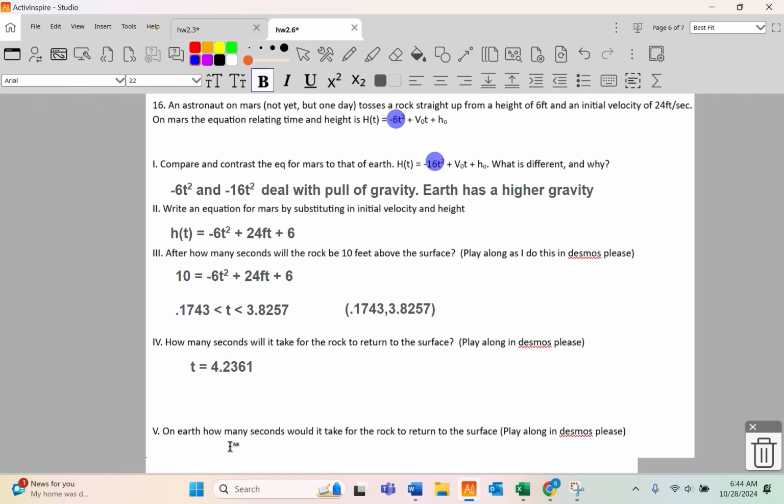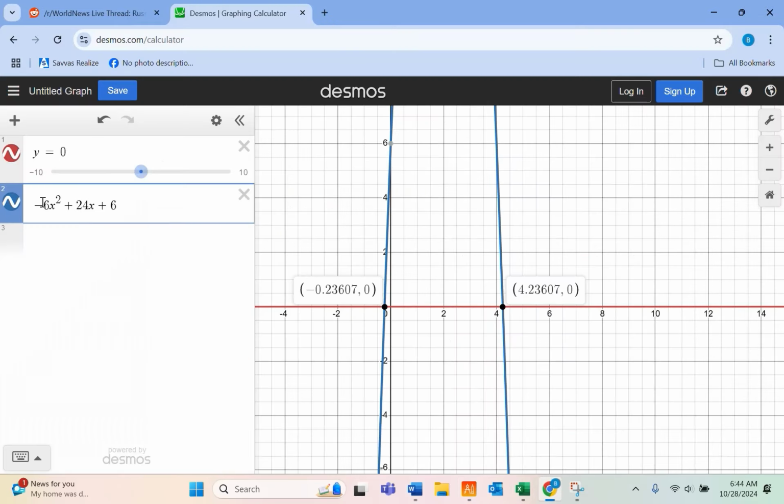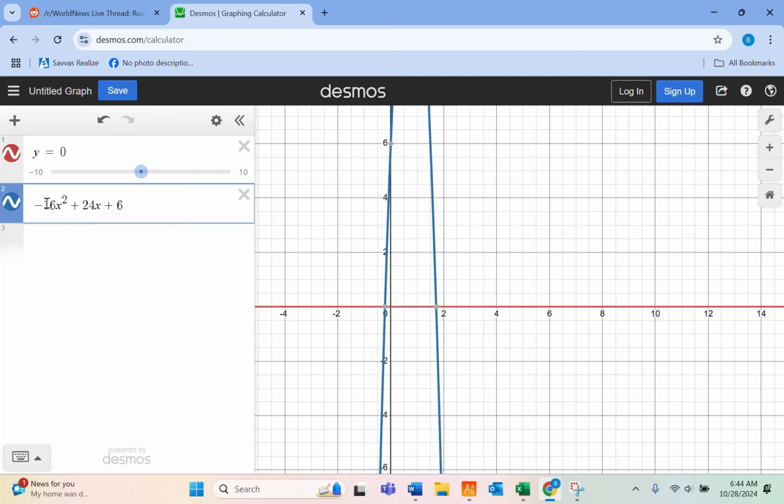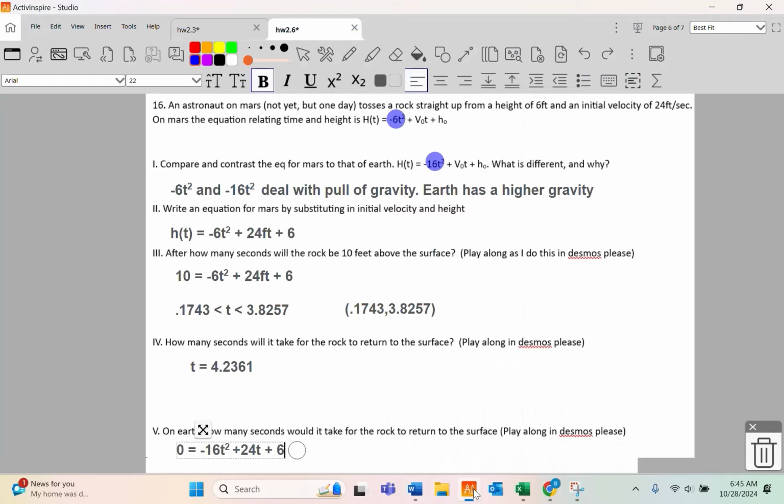On Earth, how many seconds would it take for the rock to return to the surface? So on Earth, our equation would be 0 equals negative 16 t to the second, because we're talking about Earth's pull of gravity, 32 feet per second per second. Still have the initial velocity of 24 and still 6 foot of height. So anyways, back to Desmos. Just going to change that to a negative 16. And you'll see the rock came down a heck of a lot quicker. 1.7183 seconds.